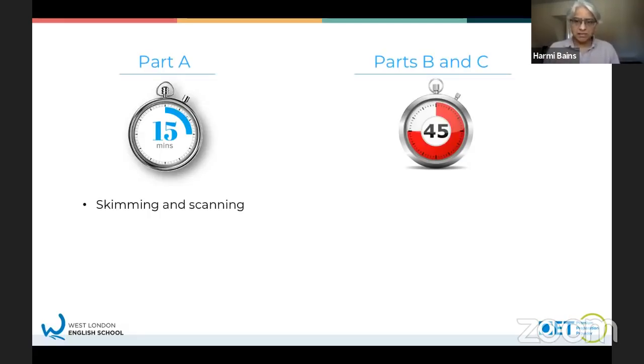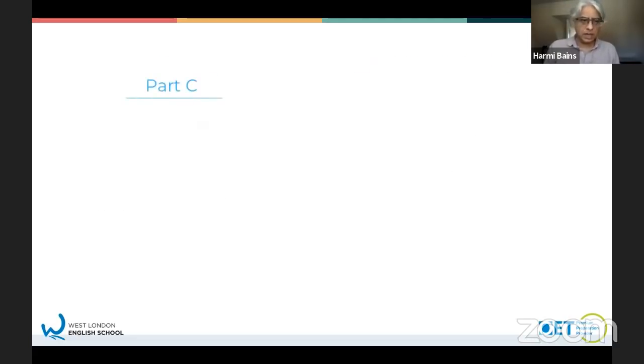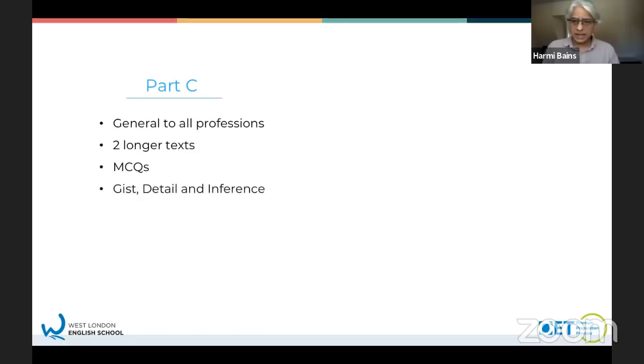But parts B and C are different. You don't need skimming and scanning. Really, what's gonna help you is gist, detail, and also inference. They're different types of reading, and this is what we're gonna look at today. Just a quick reminder of what part C is. It's specific to all professions. So whether you're a doctor, a nurse, a physiotherapist, a pharmacist, you're all doing the same paper. You're gonna be reading two longer texts. It's multiple choice questions, A, B, C, and D. And like I said, the skills you're tested on, gist, detail, and inference, can help.